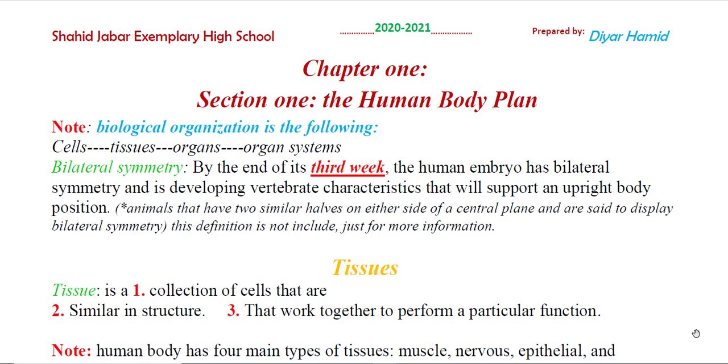See this note, biological organization is the following. We have four levels of organization that begin from cells. A group of cells forms tissues, a group of tissues forms an organ, and a group of organs forms an organ system. So the highest level of organization here is the organ system. The second highest level is organs, the third is tissue, and the lowest level of organization is cells.